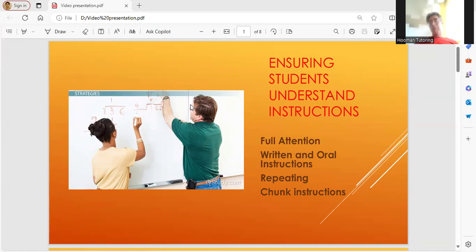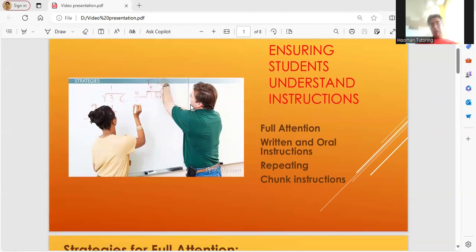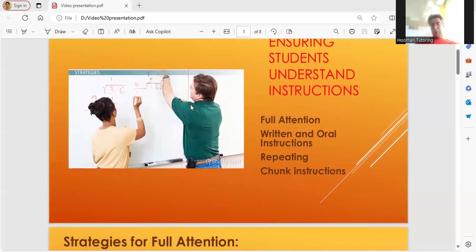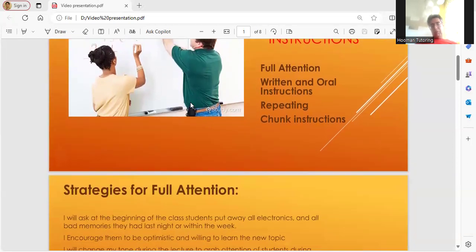Today I'm going to explain a couple of strategies to ensure the students understand and instructions will be useful. One of them is full attention; another is written and oral instructions, which I will give to the students throughout the class; then repeating, where I ask the students to repeat and I also repeat the concept for them; and then chunk instructions, which I explain little by little. In the next few slides, I'm going to go over these topics.